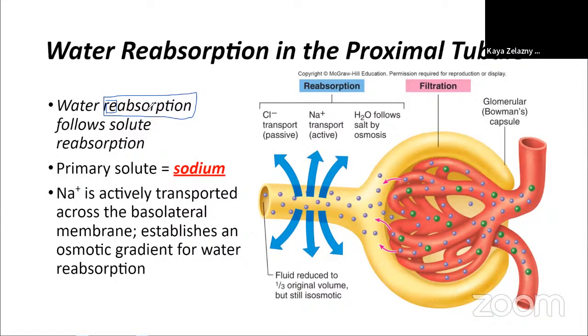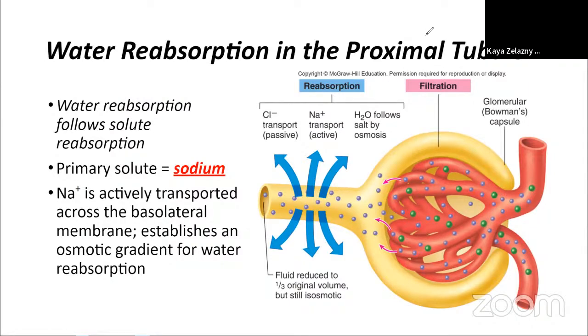When we look at the proximal tubule, we're going to see that sodium is actively transported across the basolateral membrane, the one that's touching capillaries, touching the blood. We're going to use energy to move the sodium, but then once we move the sodium, the water can follow by osmosis, following that gradient and that higher osmolarity we've set up by transporting sodium. So we're going to take a closer look at that.